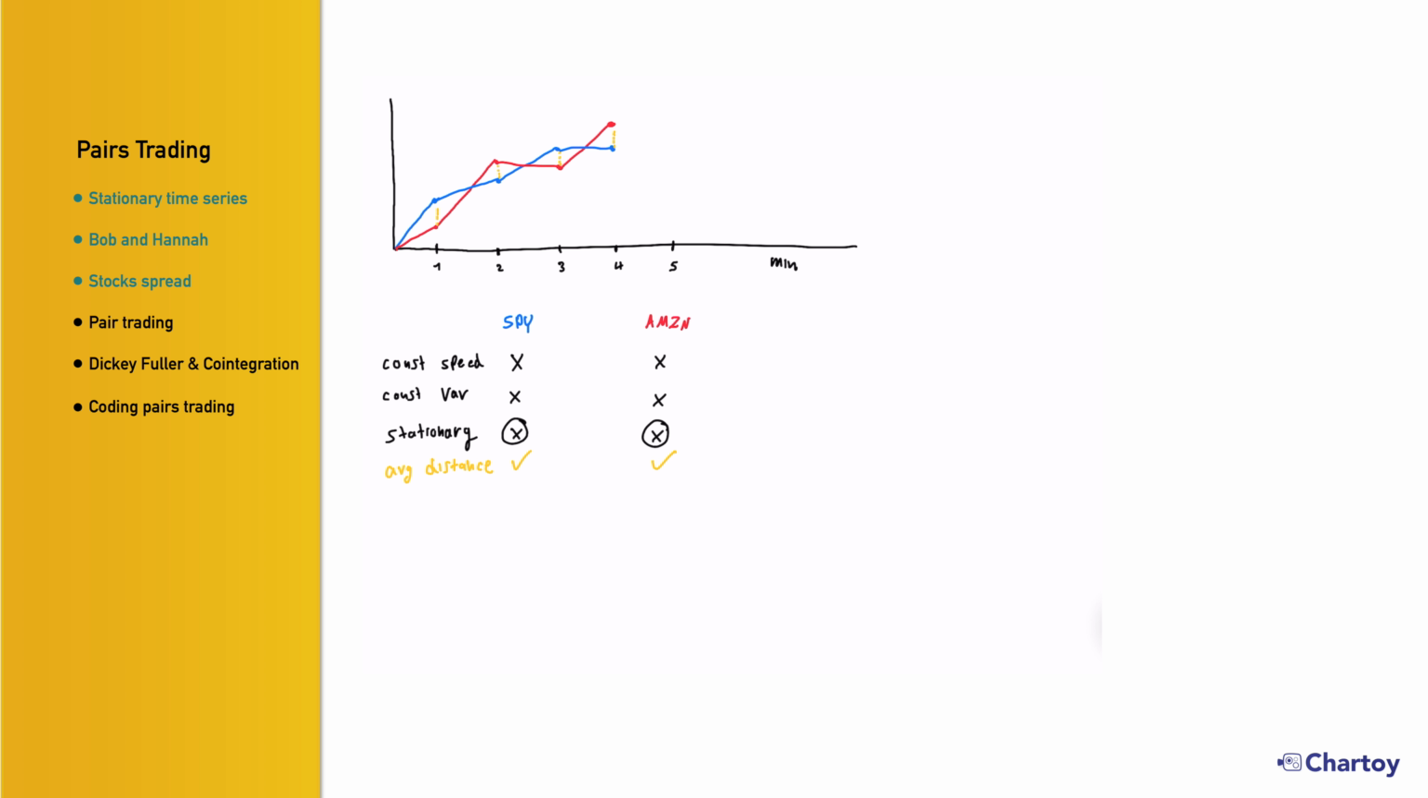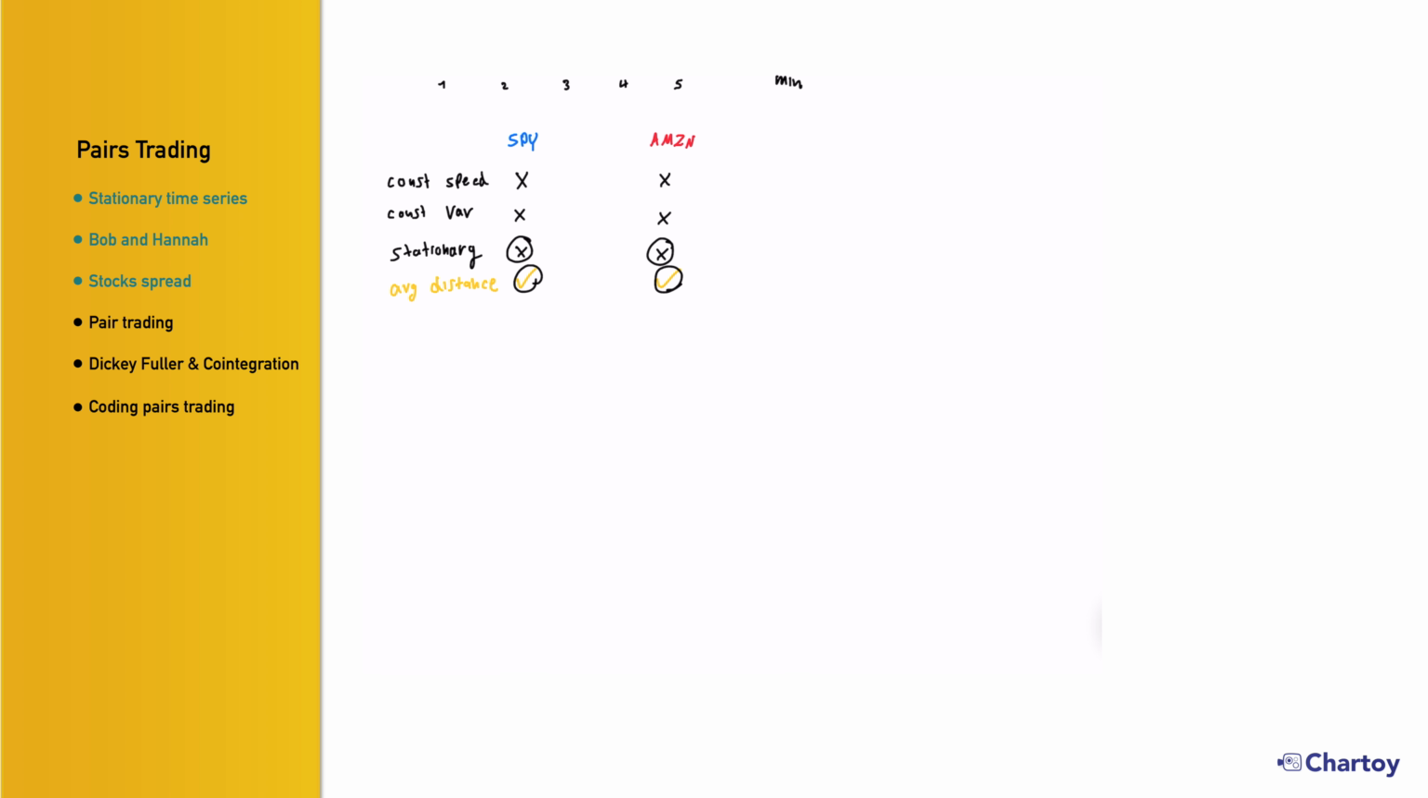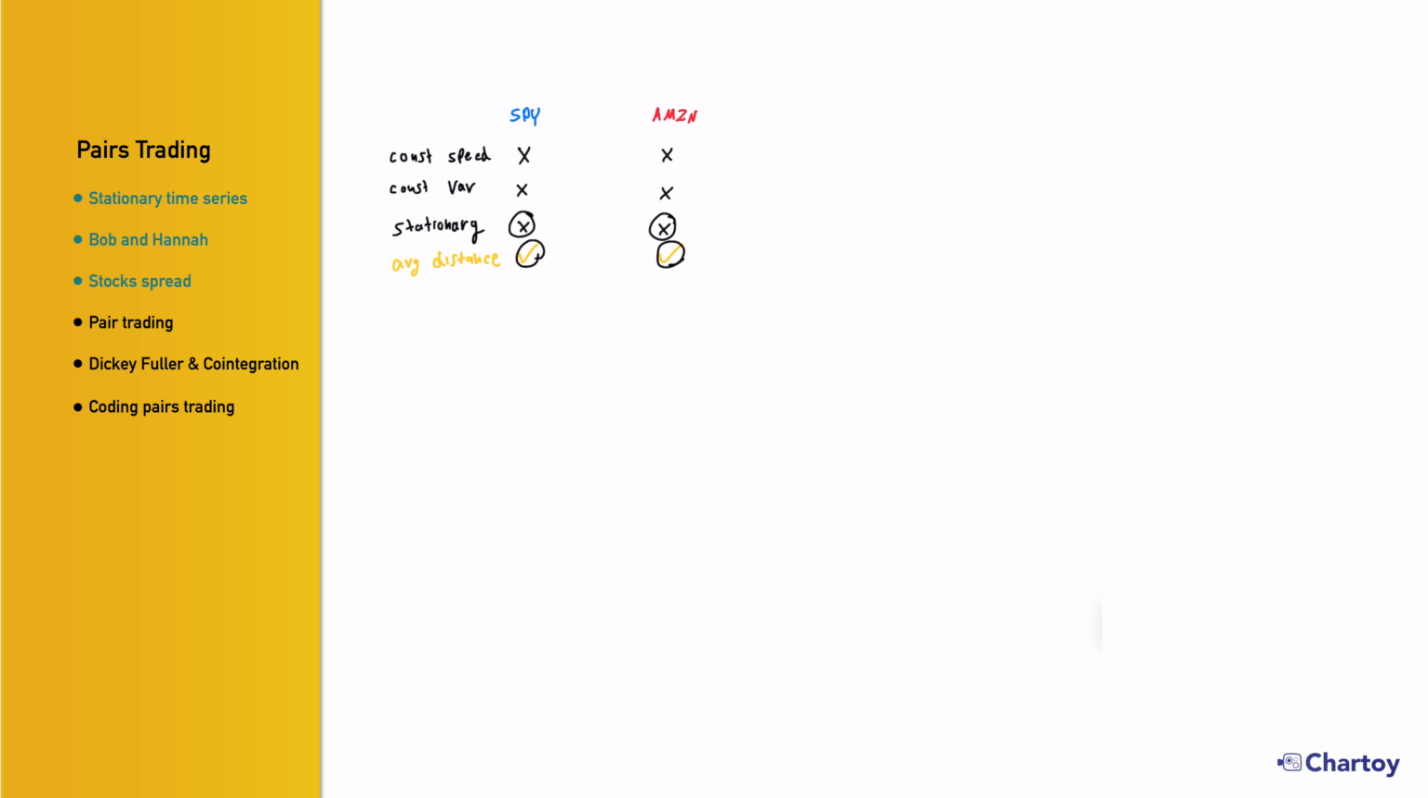So we can say that none of them on its own is stationary, right? But if we look at them as a pair, if we look at the distance between them, they are moving in a way that the distance is constant. So we can here start talking about pair trading. So let's say we have these two shares. If we continue the same idea, we can say that instead of looking at each one of them individually, we can look at the distance between them.